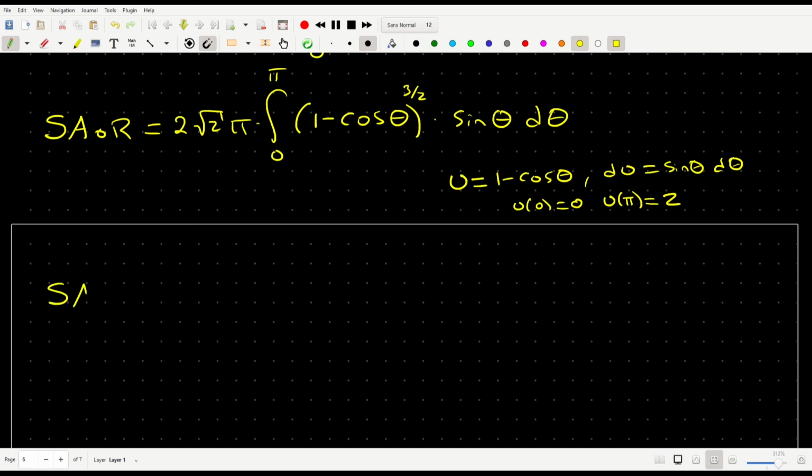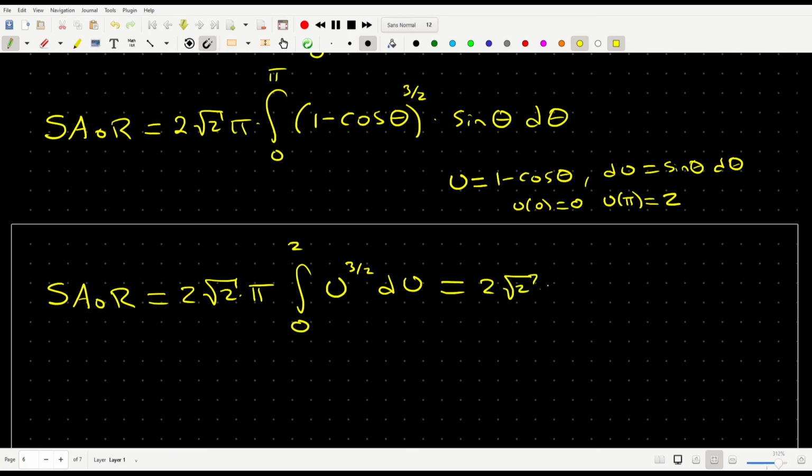So the surface area of revolution of the cardioid is going to be 2 square root of 2 times pi times the integral from 0 to 2 of u to the 3/2 du, which is 2 times the square root of 2 times pi times u to the 5/2 over 5/2, evaluated at 2, evaluated at 0.